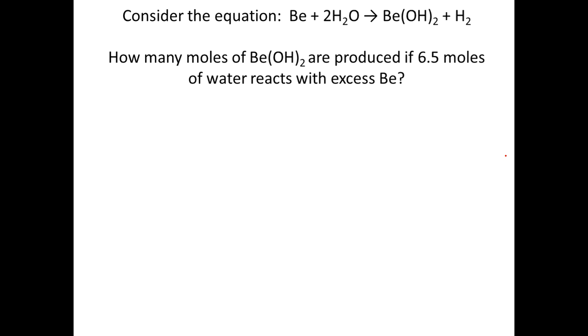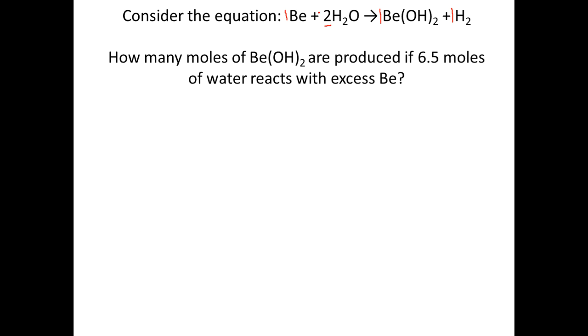So let's look at one right now. The first one says, consider the equation beryllium plus 2H2O produces beryllium hydroxide and hydrogen gas. So if I look here, this is already balanced for me. I have 4 hydrogens, and I have 4 hydrogens, 2 oxygens, and 1 beryllium. So this is a case where we don't need to balance, so we're pretty good. Let's also remember that there's a 1 coefficient here and a 1 here, as well as a 1 here, and then we already have a 2 coefficient for that.